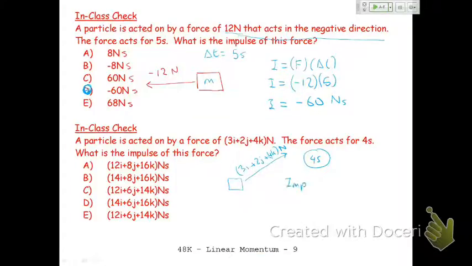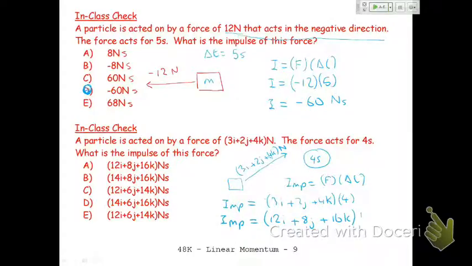So my impulse is equal to my force, if it's a constant force, times my duration. So my impulse is equal to my force, 3i plus 2j plus 4k, times my duration, which is 4 seconds. So my impulse is equal to 3 4s are 12i plus 2 4s are 8j plus 4 4s are 16k. And this would be newton seconds. Little hats on everything, and we're in business. So not bad at all. Cool.